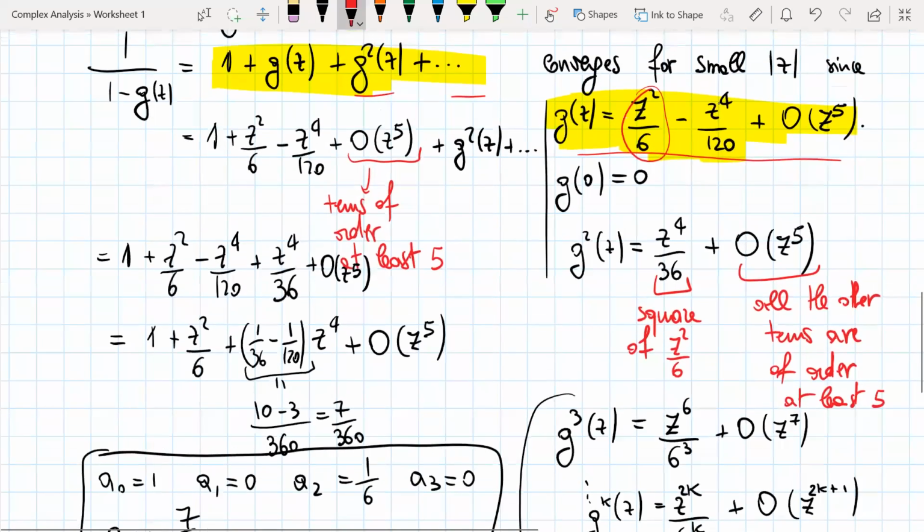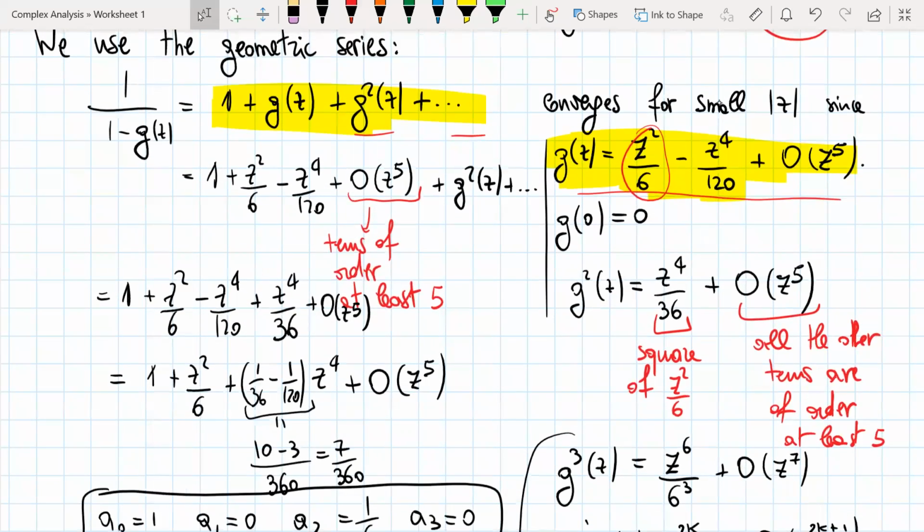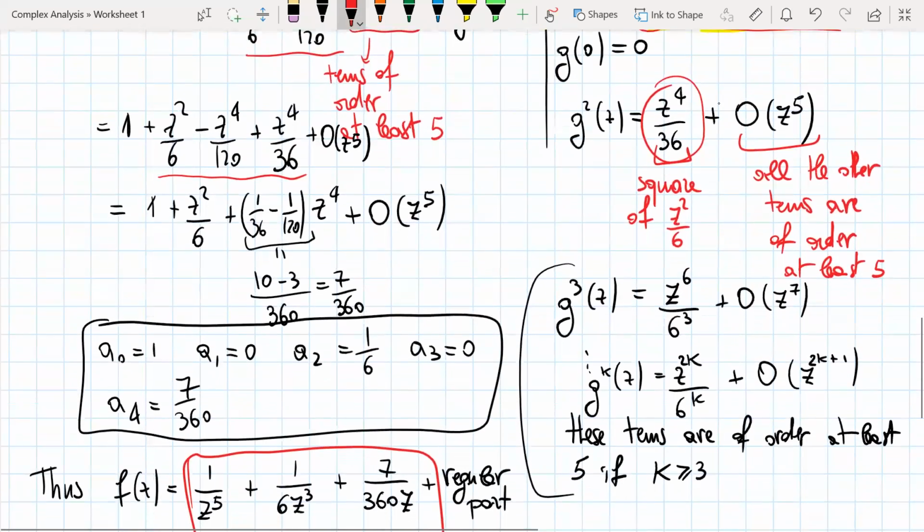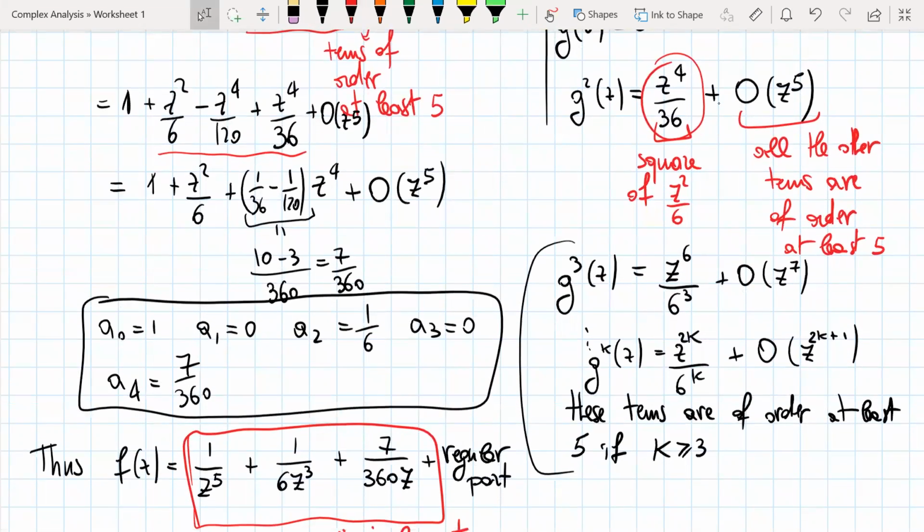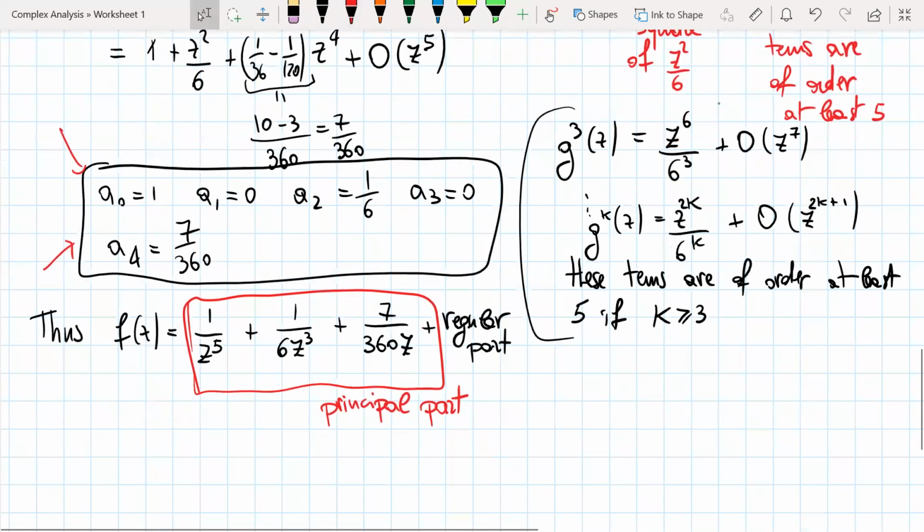And then now I collect all my terms. So I have these 2 terms here. I have this 1 term here. And then I collect them all together here, and then just take the sum. So after some simplification, I find the coefficients that I write here. And these coefficients give me back the principal part of f.